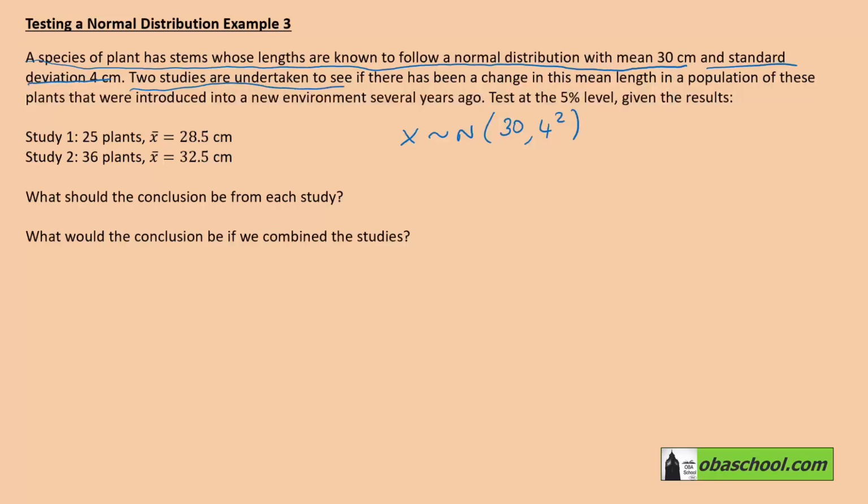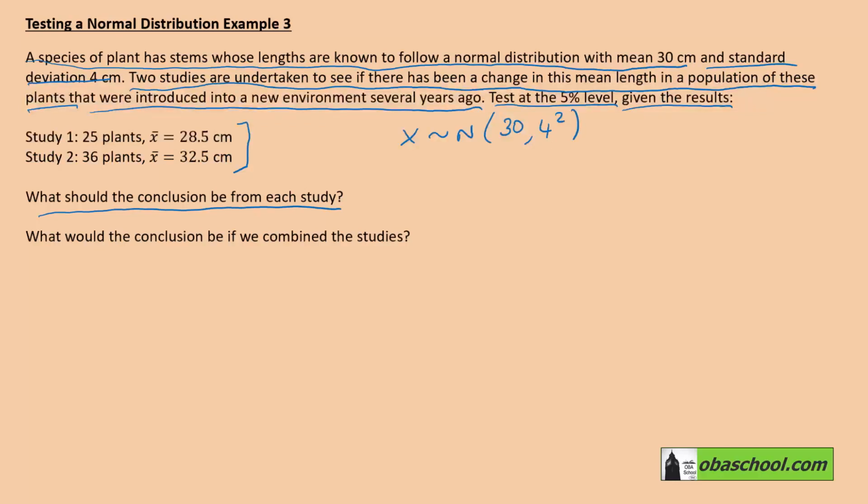Two studies are undertaken to see if there's been a change in this mean length in a population of these plants that were introduced to a new environment several years ago. Test at the 5% level, given the results. We have the results here for study 1 and study 2, and what should the conclusion be from each study?